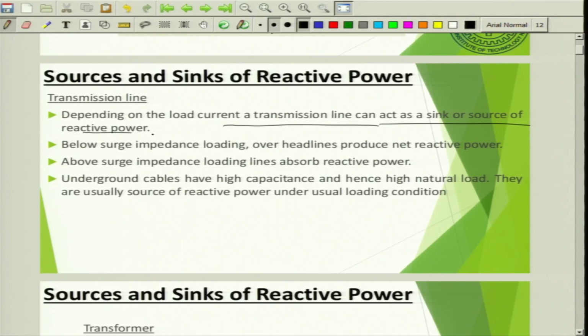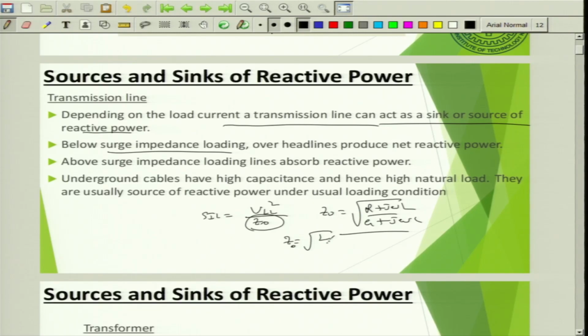There is something called surge impedance loading. I hope you are very familiar with this aspect. Surge impedance loading is expressed as VLL squared divided by Z naught, where Z naught is known as the surge impedance. What is the expression for Z naught? It is the square root of (R plus j omega L) over (G plus j omega C). In a transmission line, L and C dominate R and G, the resistance and conductance, so you usually ignore R and G and get the square root of L by C. For an infinite line, this is the input impedance, the surge impedance or the characteristic impedance.